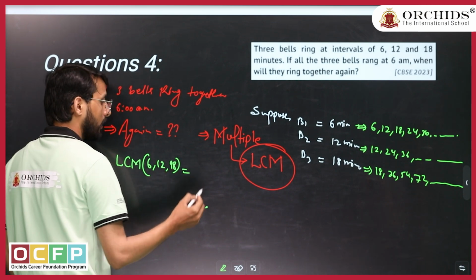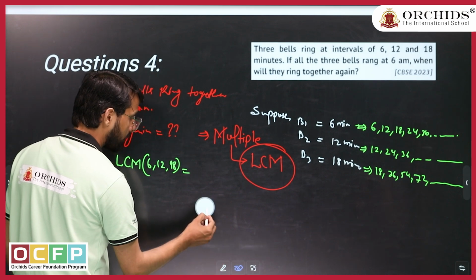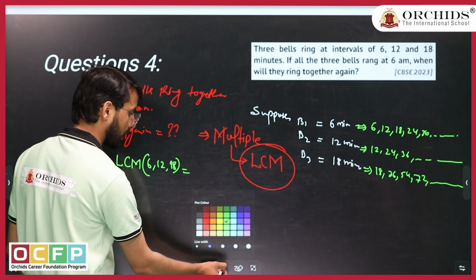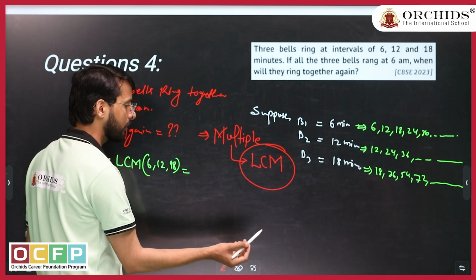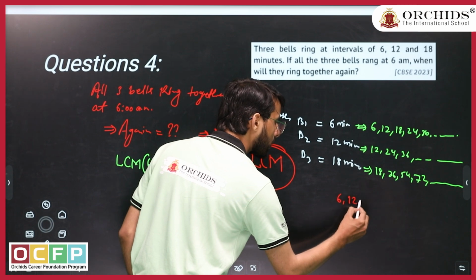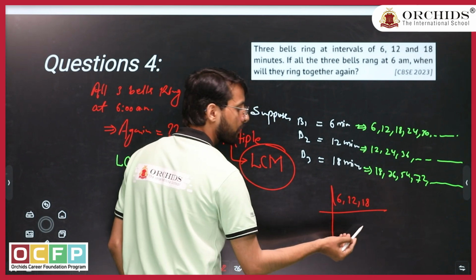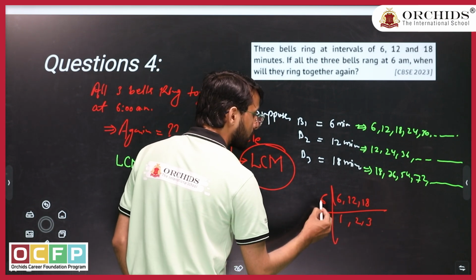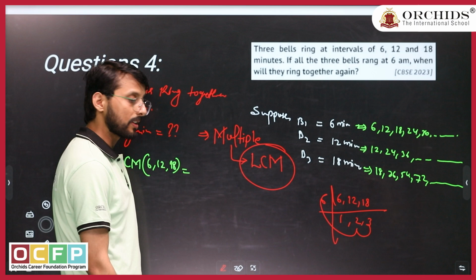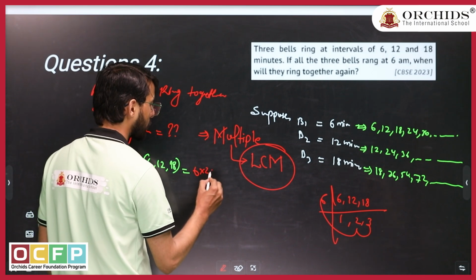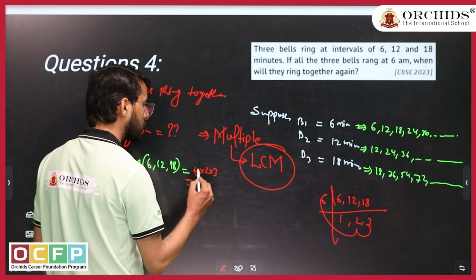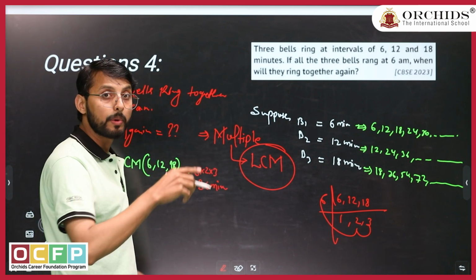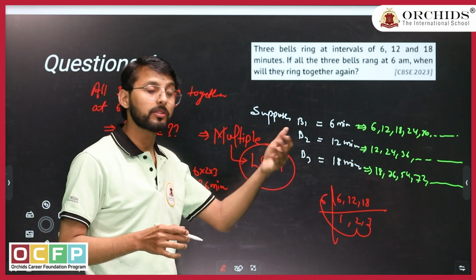Now for the LCM you can use the method you learned in lower grade, or the prime factorization method. Here we are going to use the lower grade method, that will be easy for us. 6, 12, 18. Start with 6 only. 6, 1, 6, 2, 6, 3. So we got 6, 2, 12 and 12, 3, 36. So we got 6 cross 2 cross 3, that is 36 minutes. All three bells are going to ring together after 36 minutes.